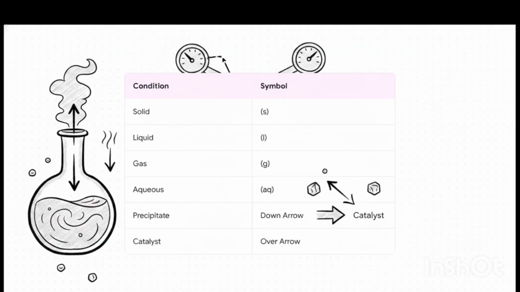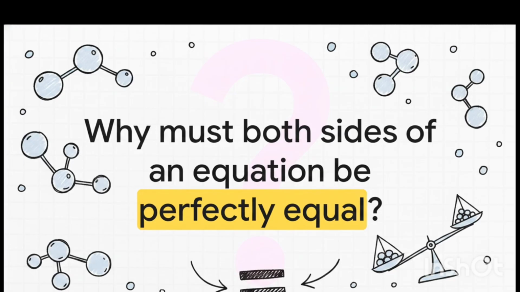But a good sentence needs some rich context, right? We add physical states in tiny brackets. It's essentially the universe's version of a highly concentrated text message. We use S for solid, L for liquid, G for gas, and AQ for aqueous, which just means dissolved in water. We even use up and down arrows to show gases escaping or solids falling out. And if we want to speed up or slow down a reaction, we just write catalysts, temperatures, or pressures right above that main arrow.